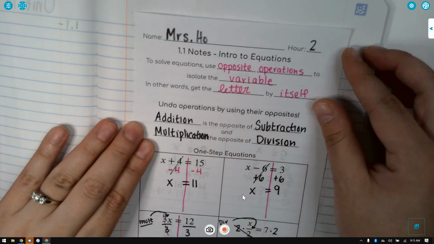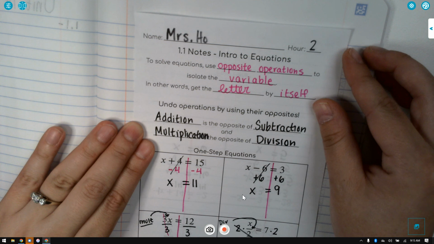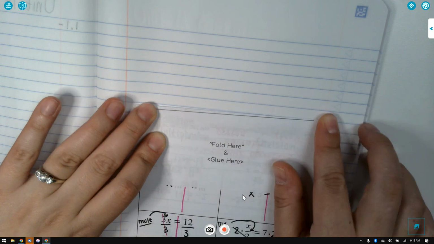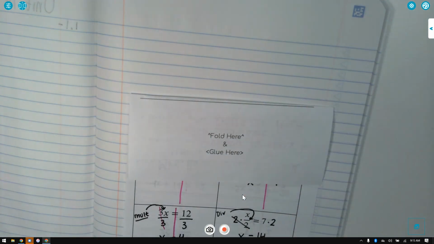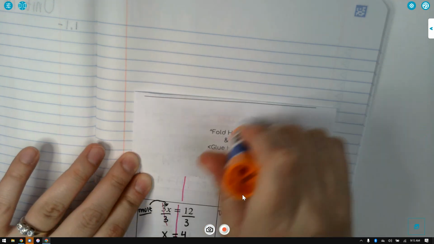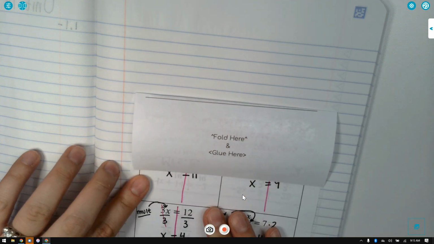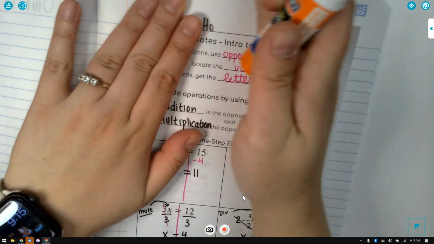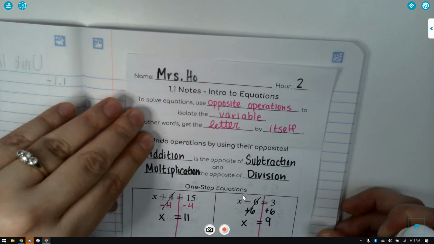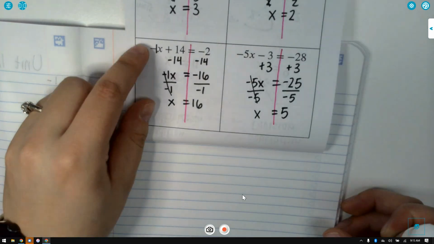Take this page. Lay it down how I have it laid down. Fold this down. This tab that says fold here and glue here. This is the easiest way to glue and have things be right side up still. Then, of course, I only have clear glue up here, not purple glue. Then put glue on this tab. And fold it back up. And then your notes are right side up. And then when you flip this up to see the examples on the back, they're right side up too.